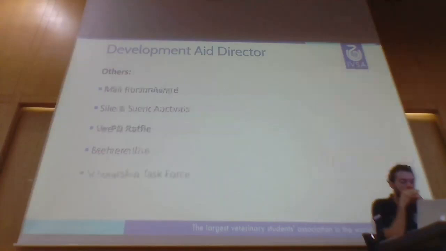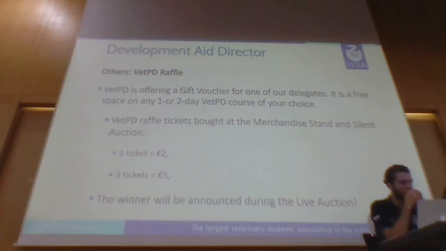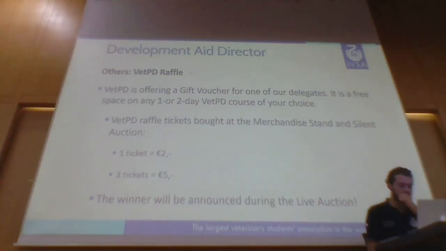The next part is the VetPD raffle. I already got a couple of questions about it. So the raffle tickets will be sold at the merchandise tent outside of the lecture room, and they will be sold at the silent auction. At the live auction, we will announce the winner. VetPD is offering a gift voucher for a 1 or 2 day course for one of our delegates. So it's a free space for a course of your own choosing, which is kind of amazing. If you want to know more about it, definitely check out their website or talk to me about it, because it's really cool. So we're going to do a raffle, sort of a lottery, and we'll pick the winner at the live auction, so looking forward to it.